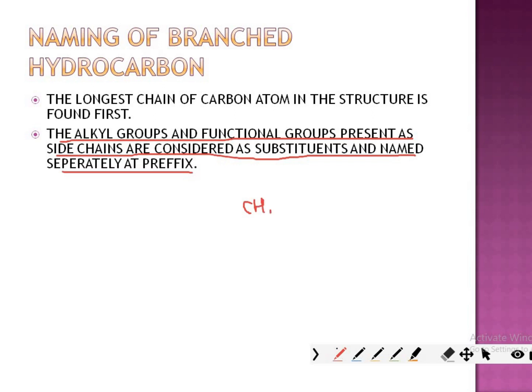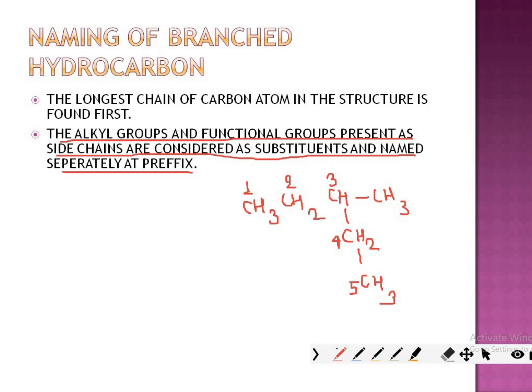Okay, now what we are having here: CH3, CH2, then we were having CH, here we are having CH3, now here we will have CH2, CH3. Okay, now we have identified the longest chain. This is the longest chain, so we will number the longest chain first: 1, 2, 3, 4, 5.